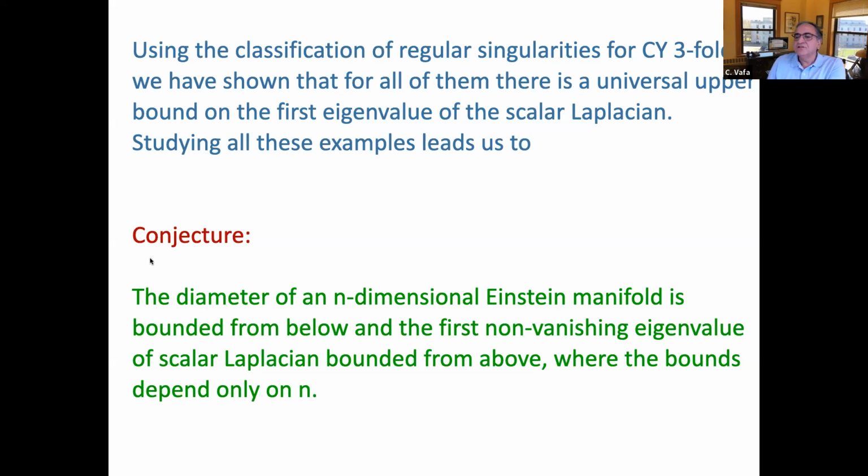So therefore, we conjecture that the diameter of an n-dimensional Einstein manifold is bounded from below, and the first non-vanishing eigenvalue of the scalar Laplacian is bounded from above, where the bounds depend only on the dimension of the Einstein manifold. This is perhaps a surprising result, but this basically underlies the analog of the statement that Suvrat was asking.